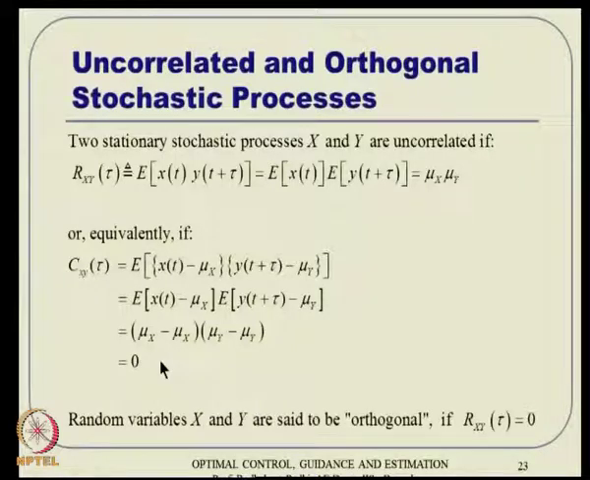And this property we will use again actually. And there is another definition called orthogonality. Random variables x and y are said to be orthogonal if this r x y of tau turns out to be 0 basically. If I multiply these two and it turns out to be 0, then these signals are called orthogonal.